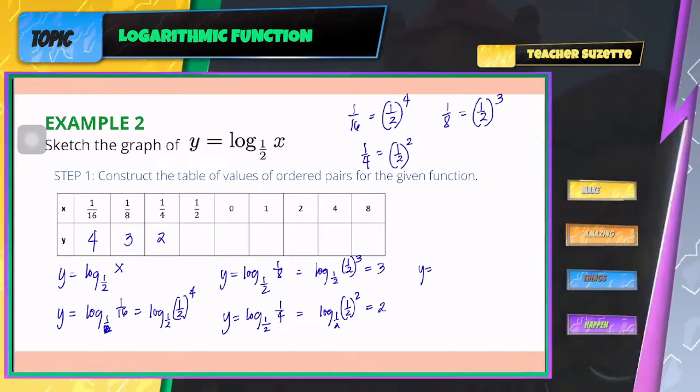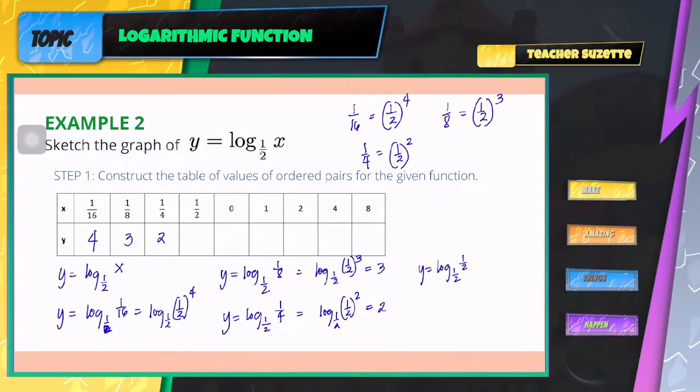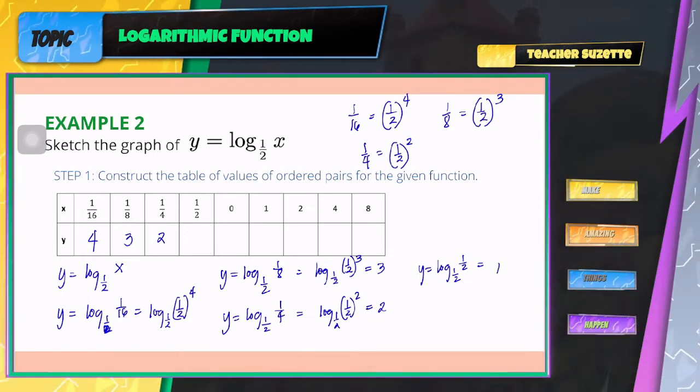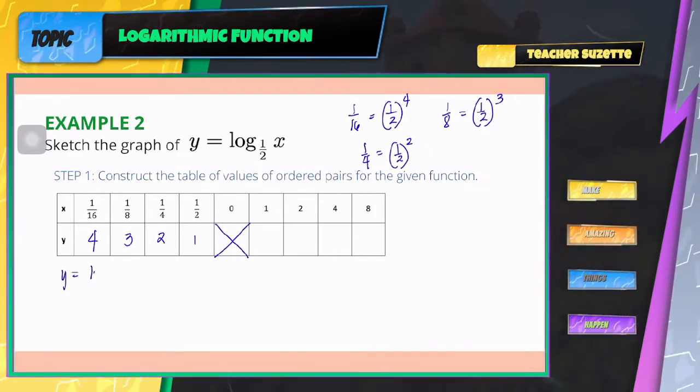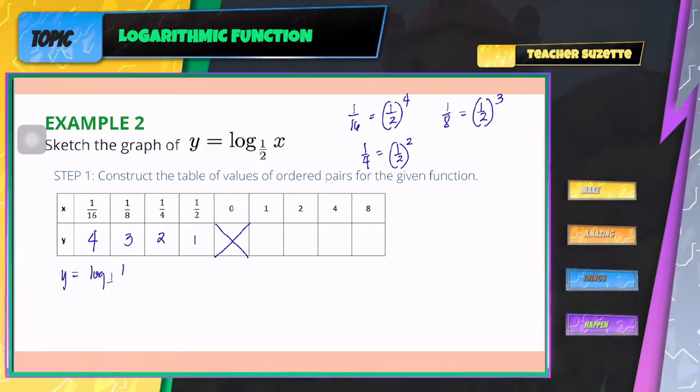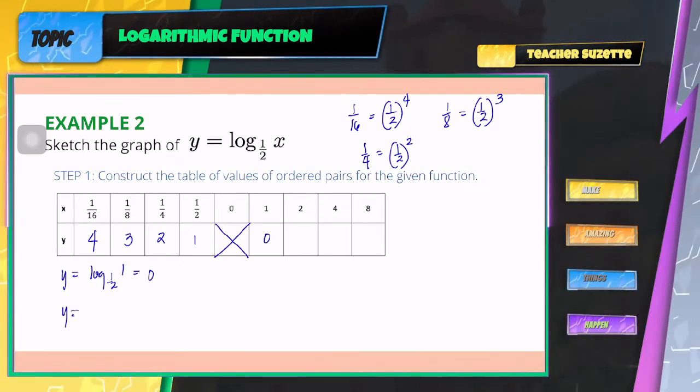Next, we have y equals the logarithm of 1/2 base 1/2. So using the property, we can conclude that this is equal to 1. Ayan. Then, let's keep x equal to 0. Let's have y equals the logarithm of 1 base 1/2. So using the properties of logarithm, we can conclude that this is equal to 0. Ayan, 0.